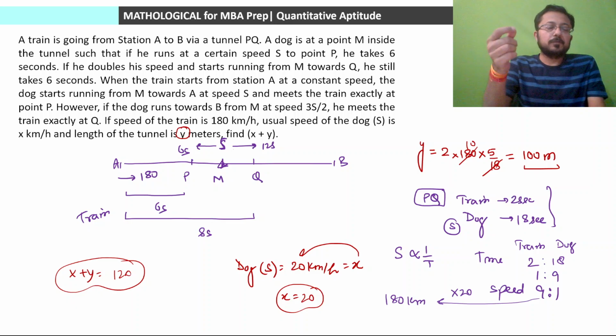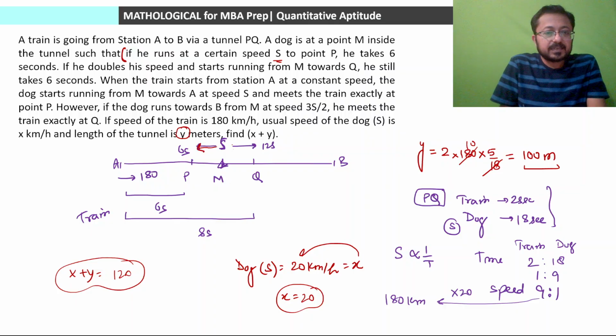So first of all, with the given information that a dog is at point M in the tunnel such that if he runs at a certain speed s to point P, he takes 6 seconds. If he doubles his speed and starts running from M to Q, then he takes 6 seconds. So M to P, he is taking 6 seconds. M से लेके Q तक, he is taking 6 seconds with double speed. So he'll be taking 12 seconds with the same speed. And the total time taken will be 18 seconds by the dog. Now to cover the same distance, the train is taking exactly 2 seconds का time.